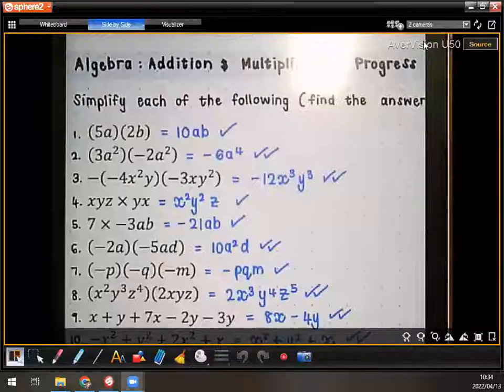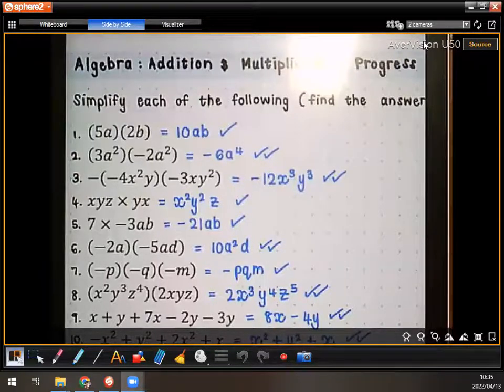Anything together. When you're adding and subtracting, that sum of them is one. All right, so for that first one, remember when it just wrote them next to each other like that, it's times. So it was 10AB for the first question. The second one was -6. That was 1 mark, and then a to the power of 4 was another mark.